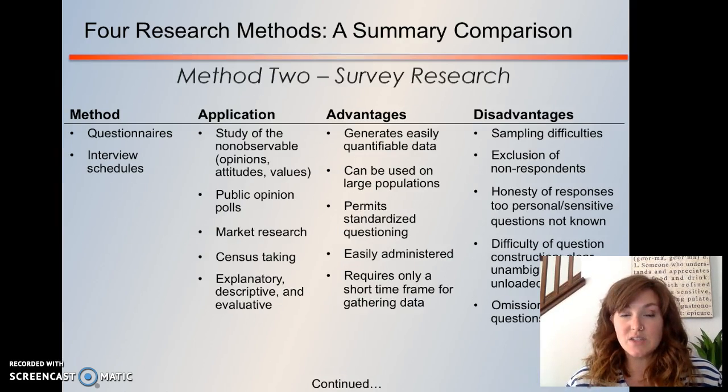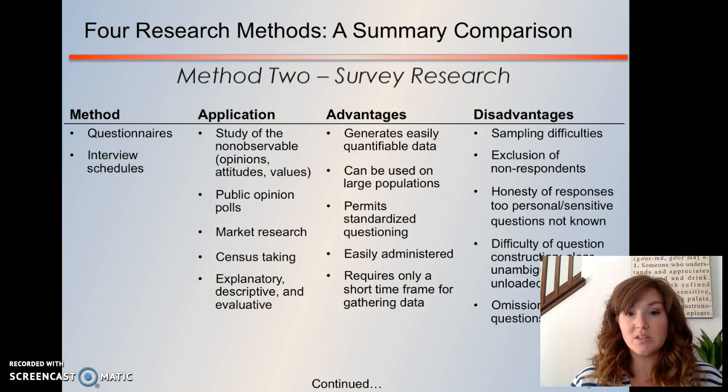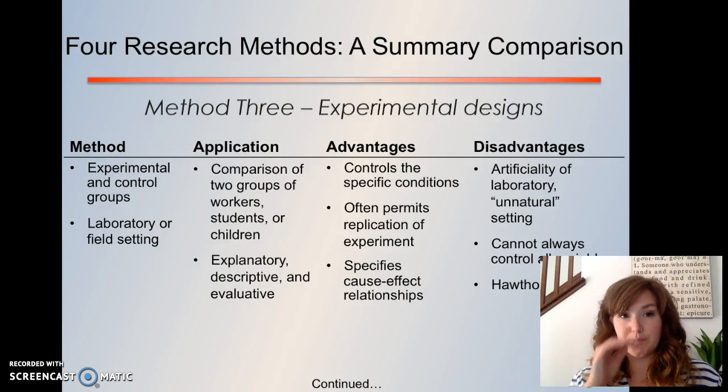The next is a survey. If you want to do a survey, it includes questionnaires or interviews. This is the study of non-observable attitudes, opinions, and values. This helps us to record public opinion. This works with market research or census taking. You can use explanatory, descriptive, and evaluative.